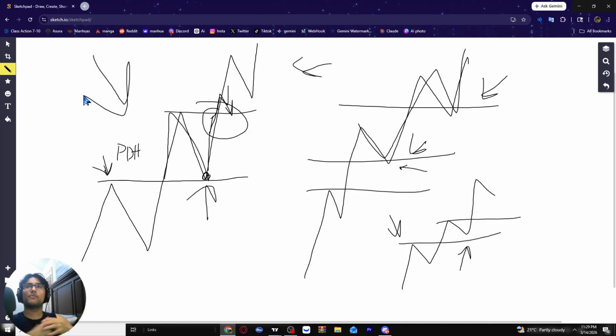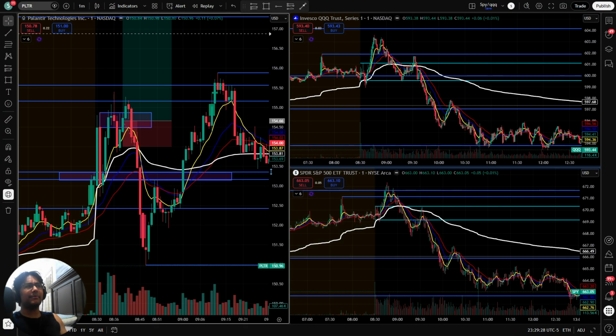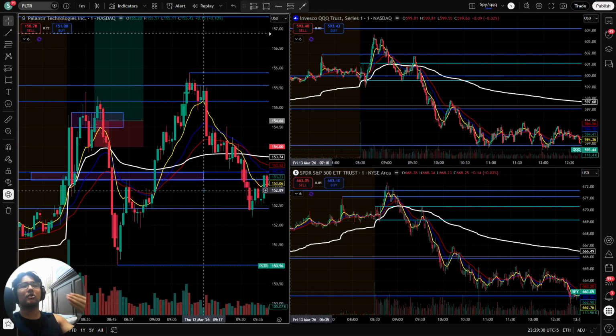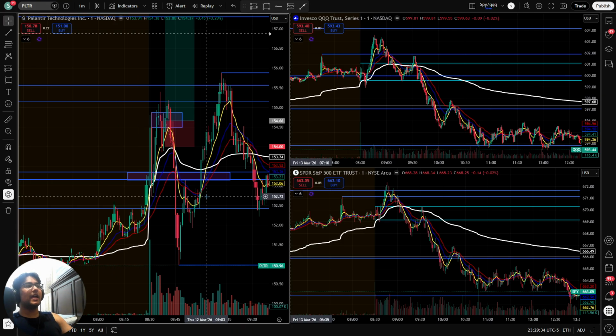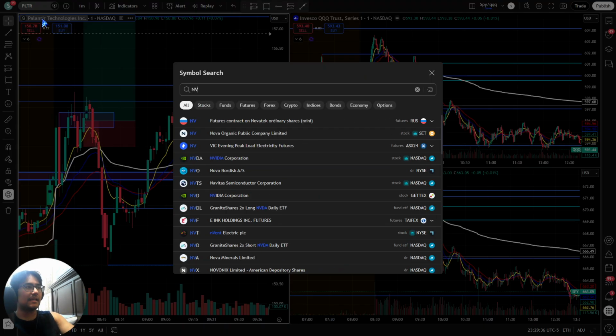Now you want to find an entry model, right? This is not an entry model video, but I'm going to be talking about how I use fair value gaps and order blocks to judge that we maintain that strong downtrend on names, right? So let me show NVIDIA for an example, right?